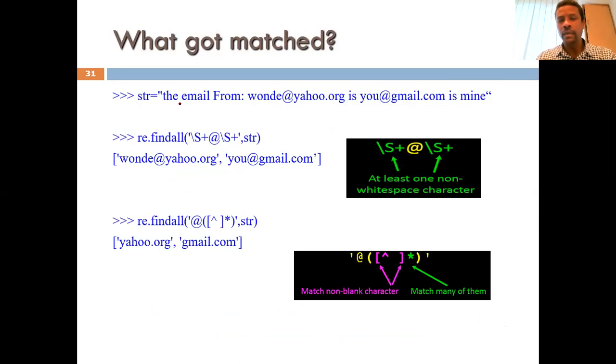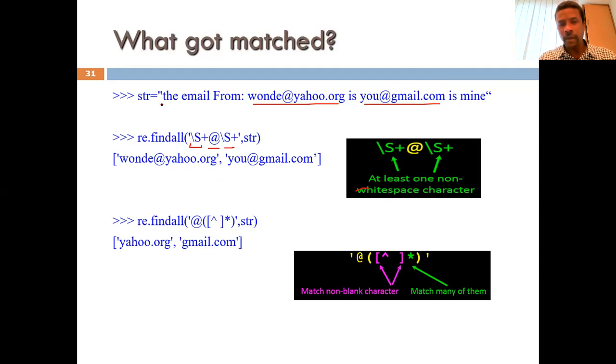For example, if this is an email, the email from wendy@yahoo.org is you@gmail.com. And if you have this regular expression, what does S mean? Upper letter S means a non-white space. Small letter s means a white space. So start from a non-white space, count any number of them, arrive at the at sign, then go through until you find another white space. At least one non-white space character before and after it.